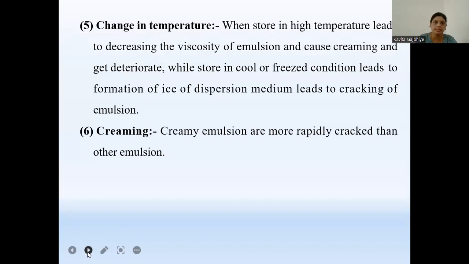Change in temperature. Yes, this is also one of the biggest problems in the cracking process. High temperature decreases the viscosity of the emulsion and causes creaming and deterioration. While storage in cool or freezing conditions leads to formation of ice in the dispersion medium, leading to cracking of the emulsion. And similarly, one more reason is creaming itself. Creamed emulsions are cracked more rapidly than other emulsions.